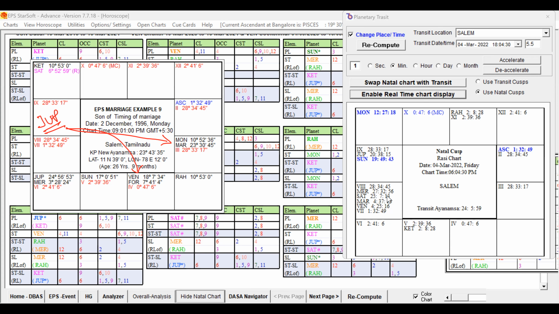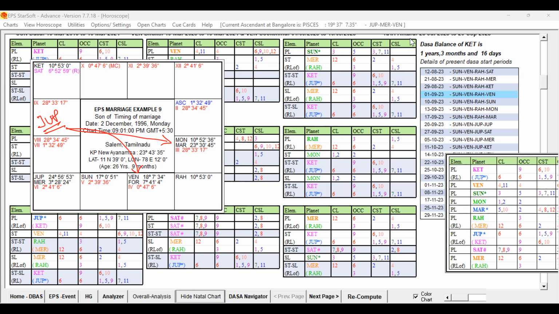So Sun Mahadasa, Mercury Bugdi, Ketu Antra. Where is Ketu? Ketu is in the sign of Mars, star of Jupiter and sub of Rahu. They are all key planets. So that way it is all favorable. I think we are able to identify how that transit is also supportive to the Dasa Bugdi Antra, which have some mixed significations.